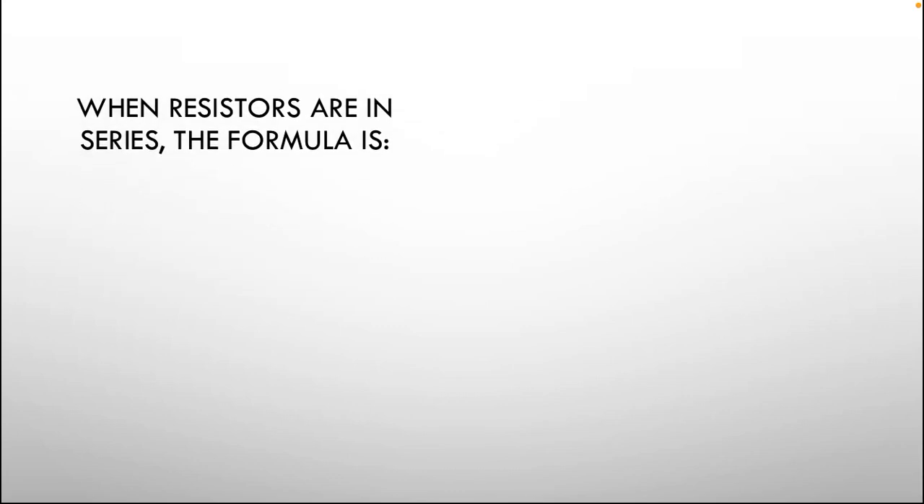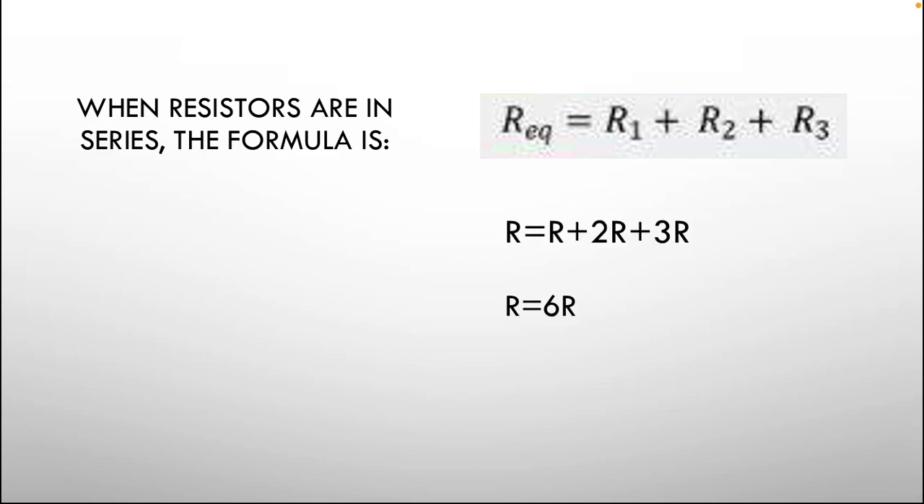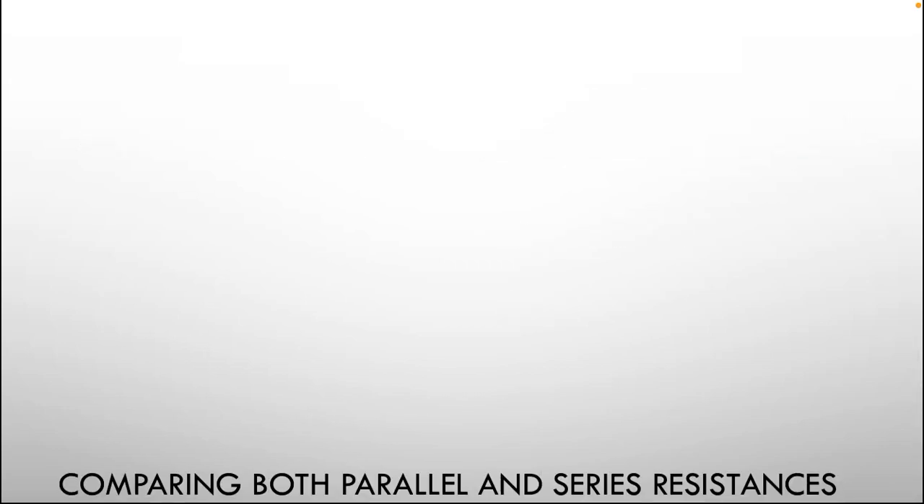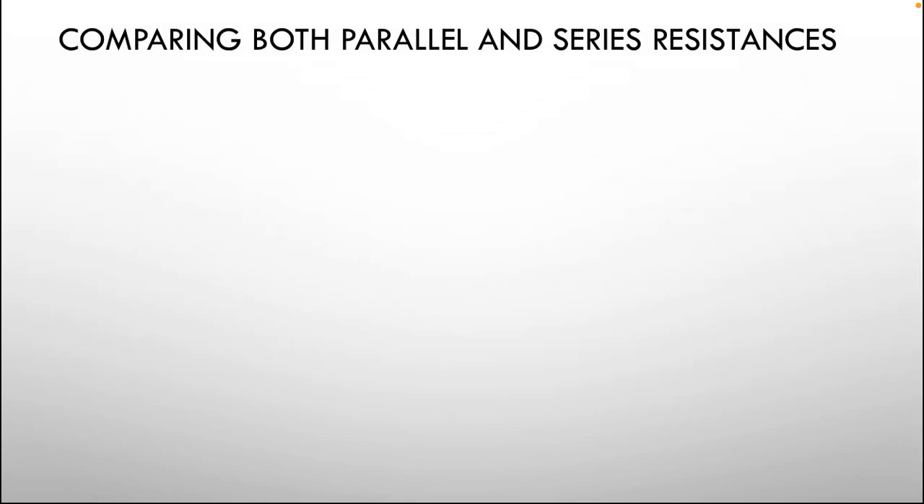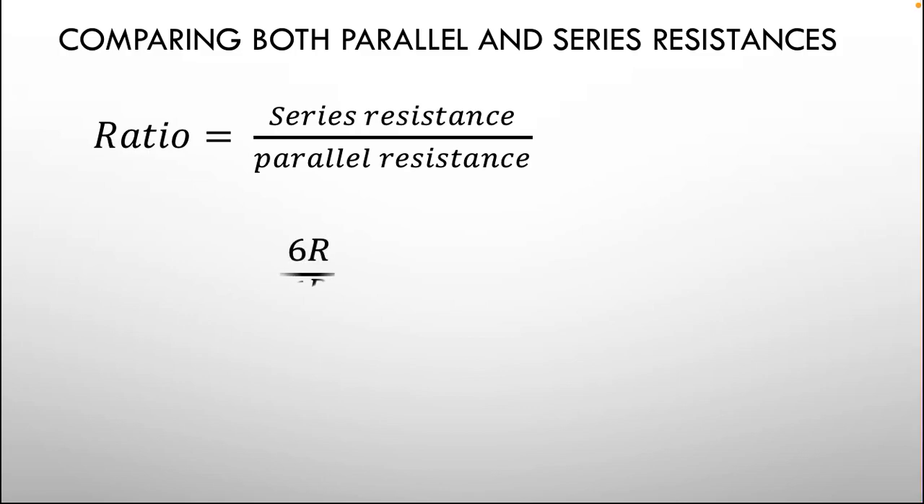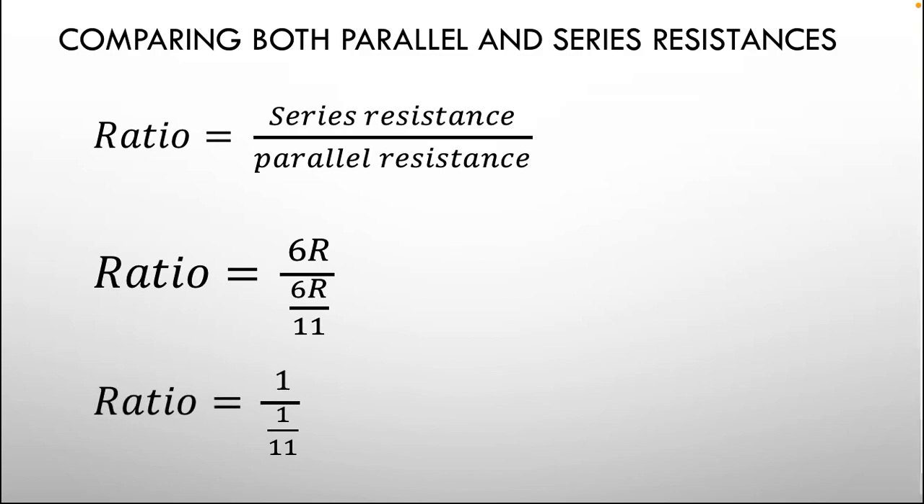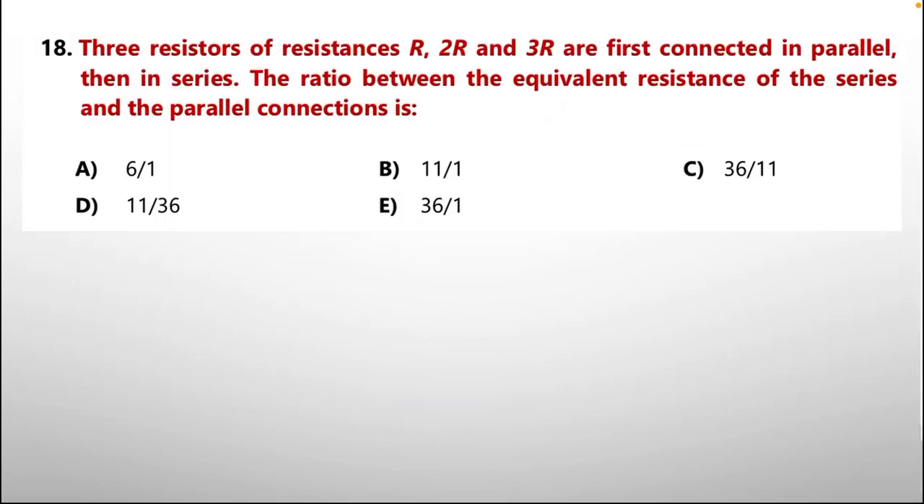However, when the resistors are in series, the formula is simply addition of the resistors. So the answer we get is R equals 6R. But we need to find the ratio between the series and parallel resistances. So the ratio is equal to series over parallel resistance. By putting the values, 6R over 6R will be cancelled and the value will be 1. So 11 in the denominator goes upside and the ratio will be 11 by 1. So the answer we get is option B, 11 by 1.